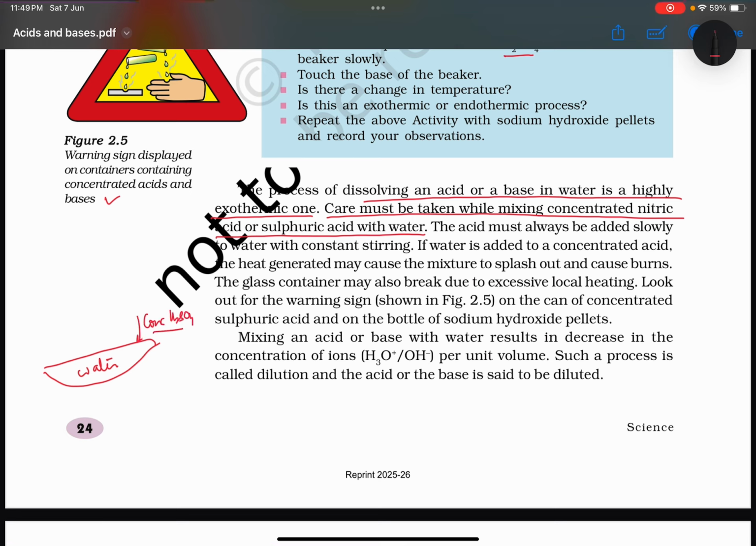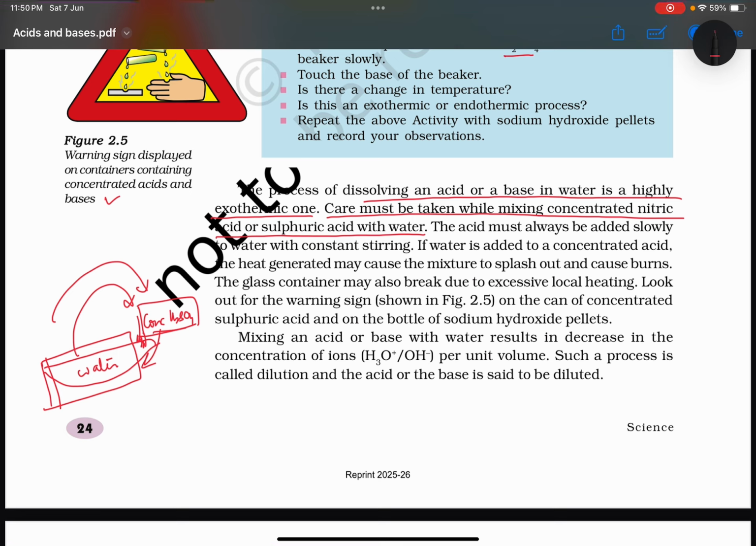Okay, now how to add concentrated sulfuric acid to water? Don't add water to sulfuric acid, that's very dangerous. Okay, now add slowly, very slowly, small amounts of concentrated sulfuric acid to large amounts of water. This is the right way, this is the wrong way. Don't add water to a big amount of sulfuric acid.